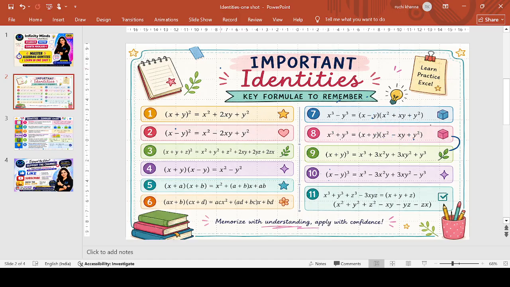Now coming to property number 9 and 10. x plus y whole cube. Cube of the first term, cube of the second term.